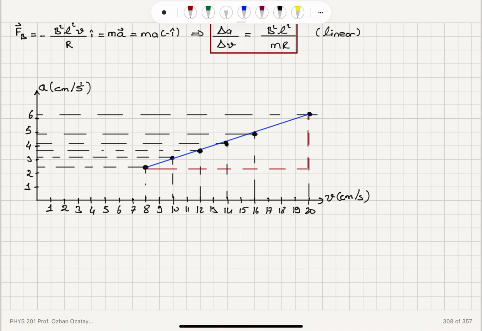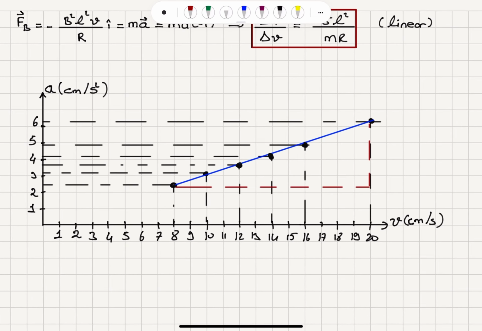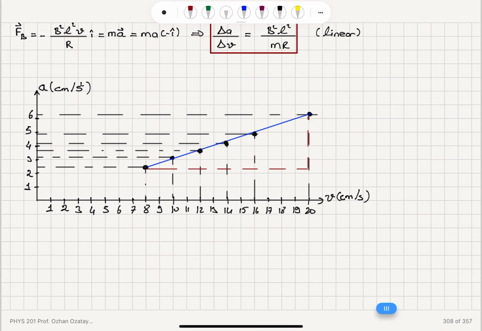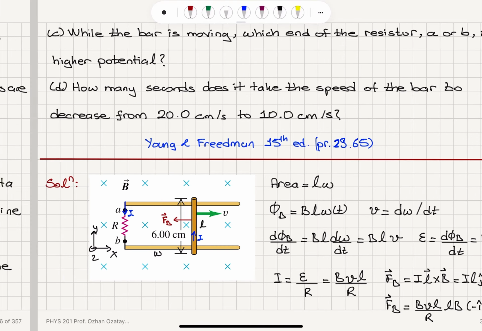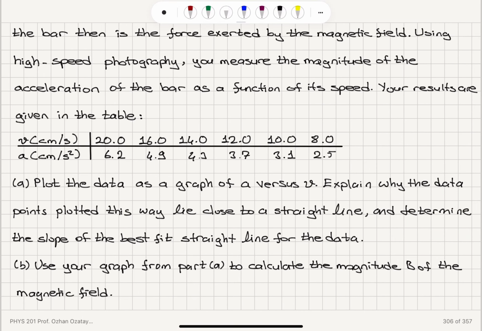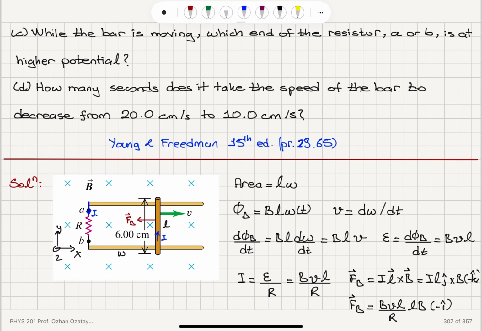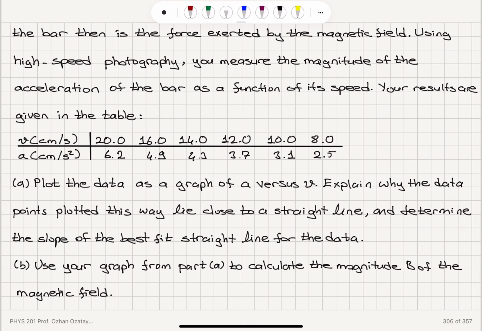Okay, so I have shown that the slope is a constant. Actually, if I plot this data given in the table, you can see that I indeed obtain a linear relationship between acceleration and the speed. So in part A, we have explained why the data should lie close to a straight line, and we have determined the slope of the best fit straight line for the data. That slope is basically going to be used in part B.